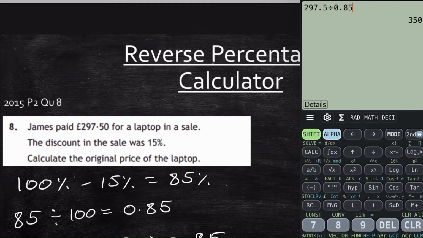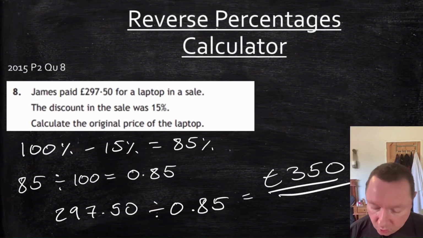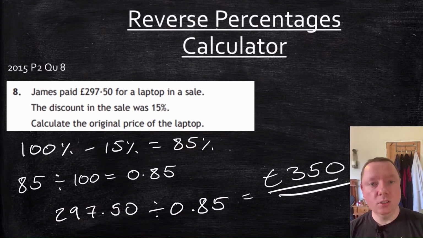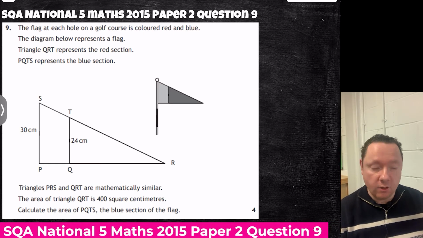Exactly 350. So our answer is £350. Notice there's no time in this question. If you don't notice time, it might be divide. Look for things like original price. Good answer. 2015 paper 2 question 9 on similarity.